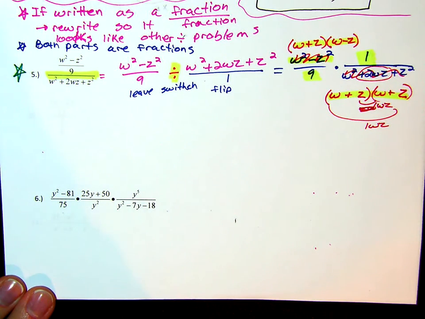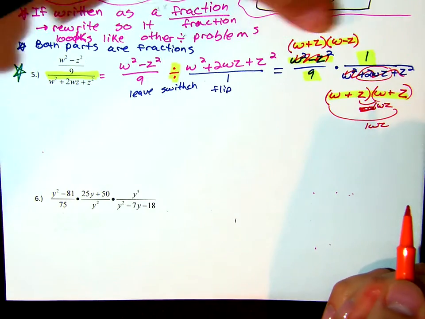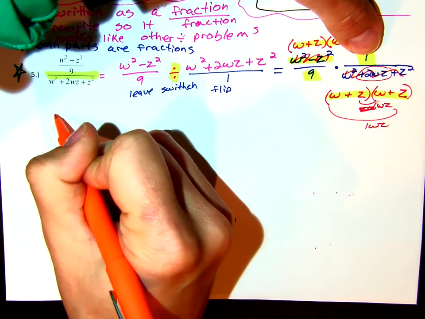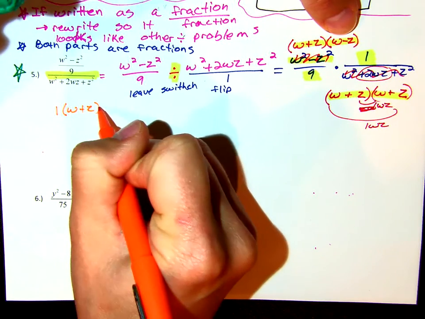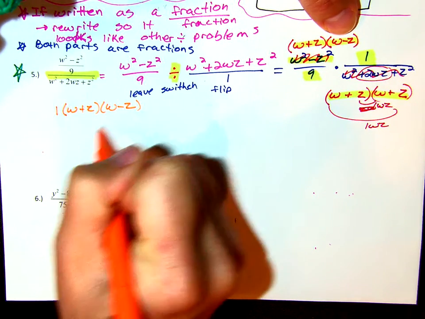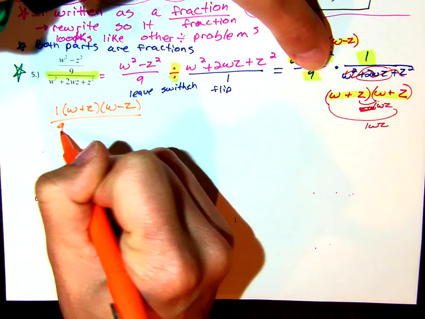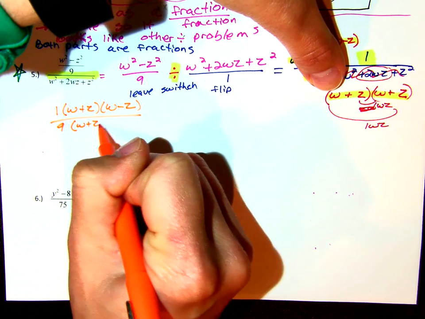So now, on the top, we have a coefficient of 1, or a monomial of 1, a w plus z, and w minus z. On the bottom, we have a 9, and we have a w plus z, and another w plus z.